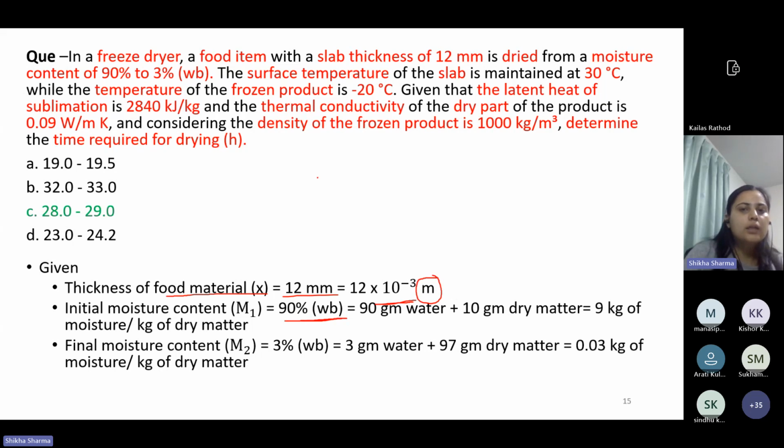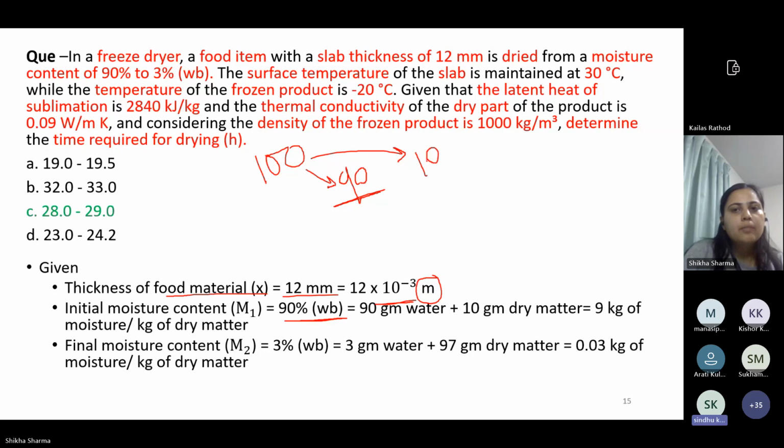That means that if there is 90% of water on the wet basis, that is 90 gram of water. If we talk about 100 grams, let's suppose our product we are considering is 100 grams, so 90 gram is the water and 10 gram is the dried material.